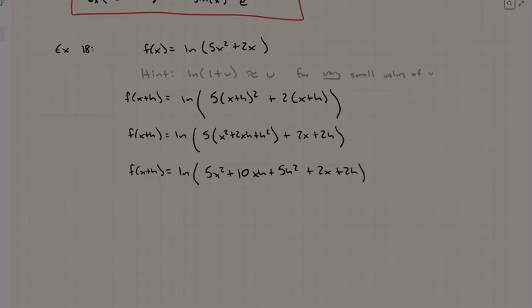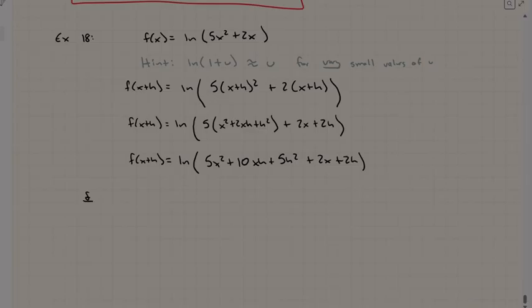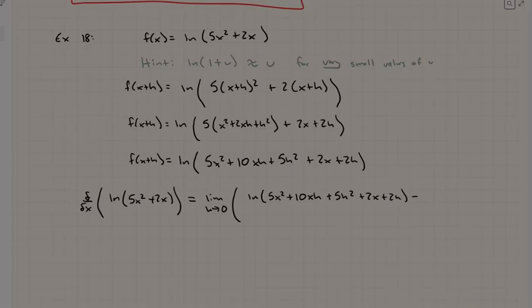All right, now we're ready to move on and define the derivative. So then the derivative of ln of 5x squared plus 2x, that's going to equal the limit as h goes to 0 of f of x plus h, ln of this long expression, minus f of x, and then divided by h.